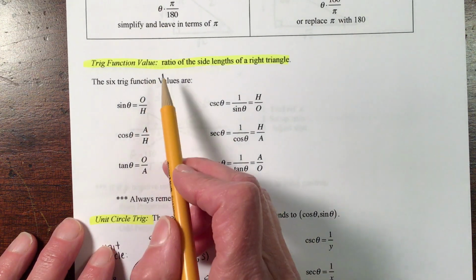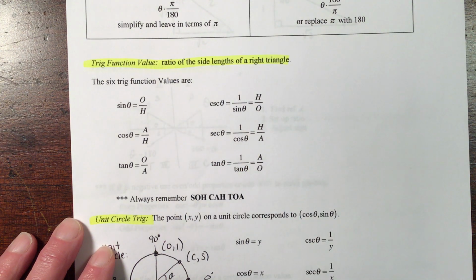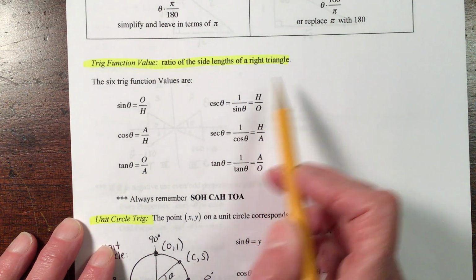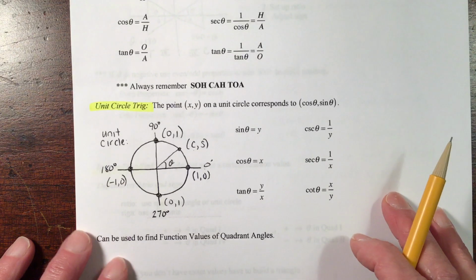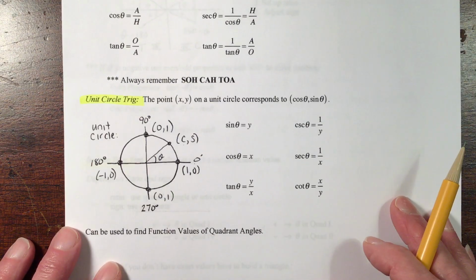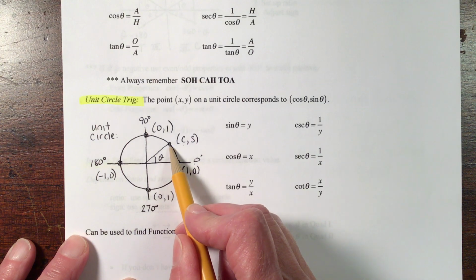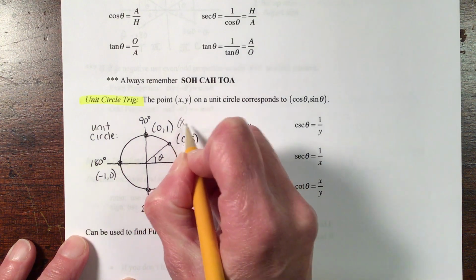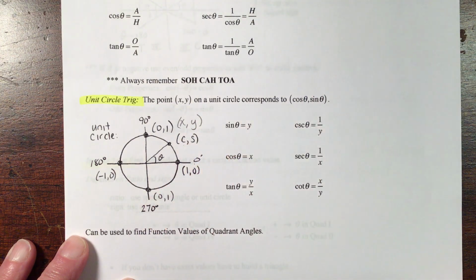Setting up trig function values, very important. Remember, a trig function value is the ratio of the side lengths of a right triangle. Listed below here are the 6 trig function values you should know. You should know how to get a trig function value off a unit circle, right? Remember, a point on the unit circle, the x-coordinate corresponds to the cosine of that value, and the y-coordinate corresponds to the sine of that value.